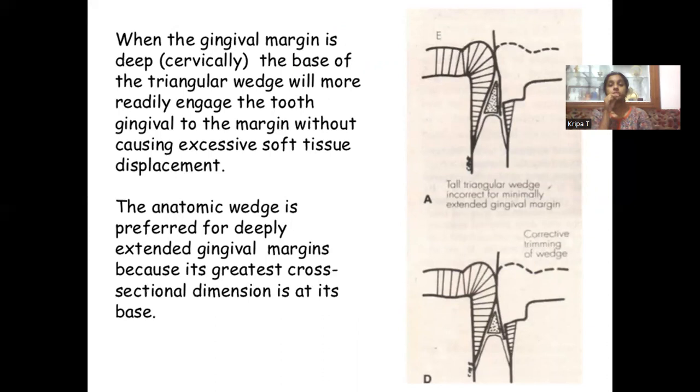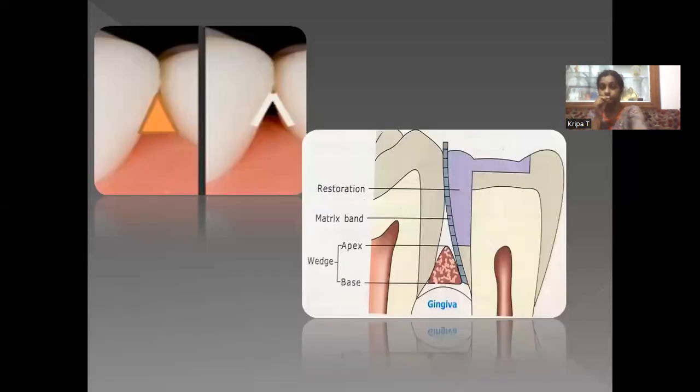when the gingival margin is deep cervically, the base of the triangular wedge will more readily engage the tooth margin without any soft tissue displacement. And this better adapts because its greatest cross section is at the base. Here the picture clearly shows that the embrasure space is also triangular. So if you place a triangular wedge, the base coincides with your interdental papilla, the apex points towards the start of the restoration, and the sides will coincide with the embrasure.